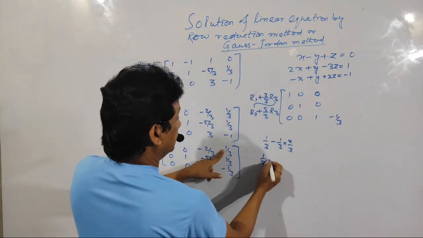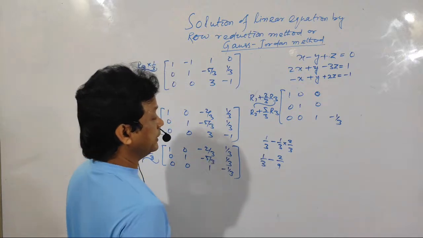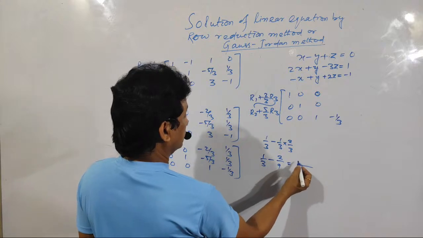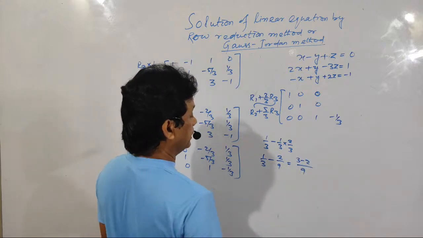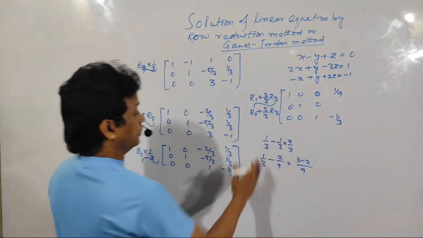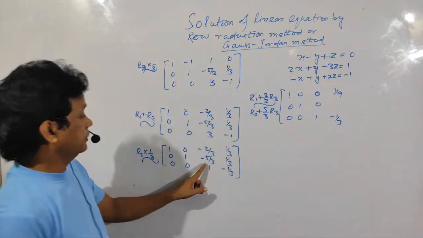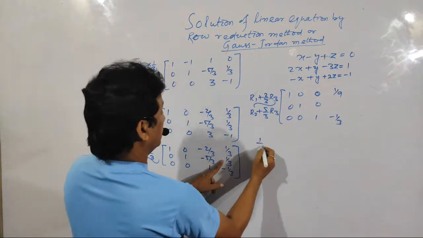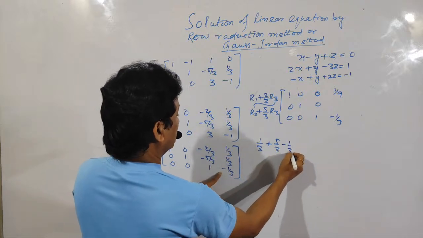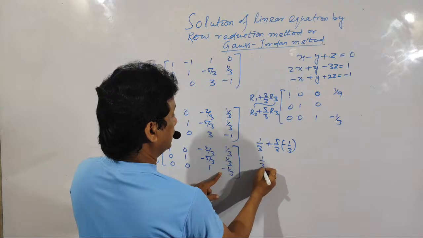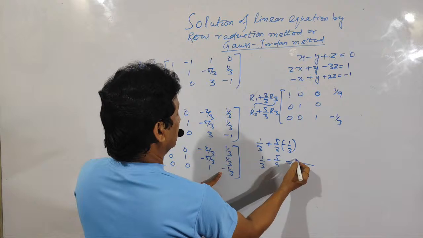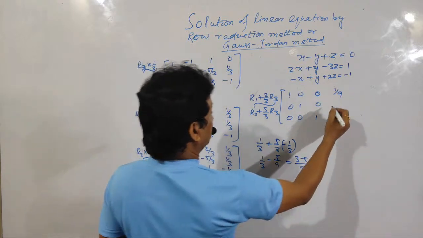So 1 by 3 minus 2 by 9. Take the LCM 9. So it will become 3 minus 2. It is 1 by 9. Clear? Now, this one. R2 means 1 by 3 plus 5 by 3 times of R3. R3 is minus 1 by 3. So same thing, 1 by 3 minus 5 by 9. So take the LCM 9. So it will be 3 minus 5. It is minus 2 by 9.